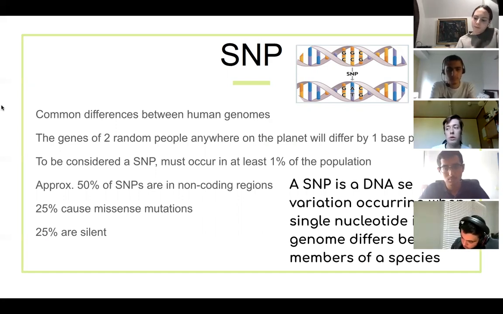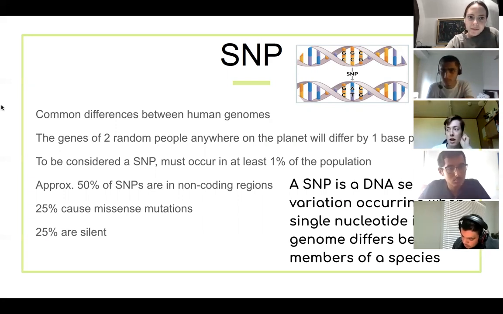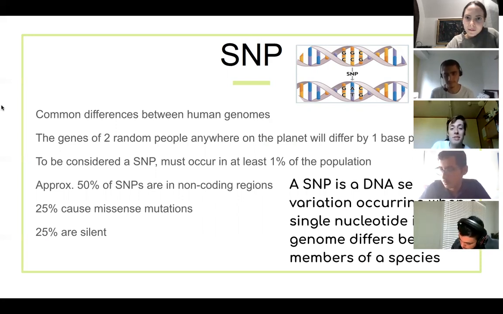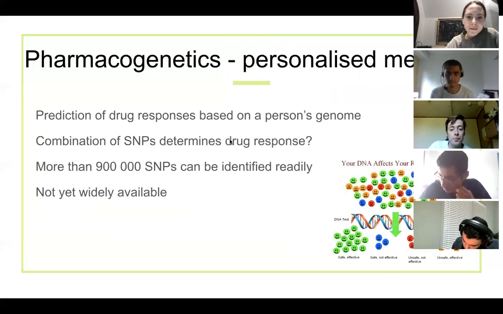But this can still participate in things like promoter activity, so how the promoters work on the DNA, and the stability of the genome. 25% cause missense mutations, which you should already know about, and 25% are silent and have no effect. I remember SNP as scissors, because it snips one out and puts another one in. That's how I remember it.